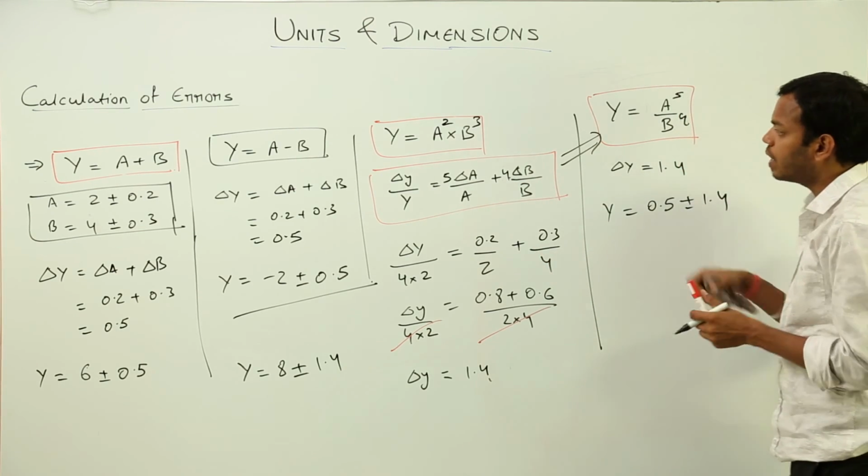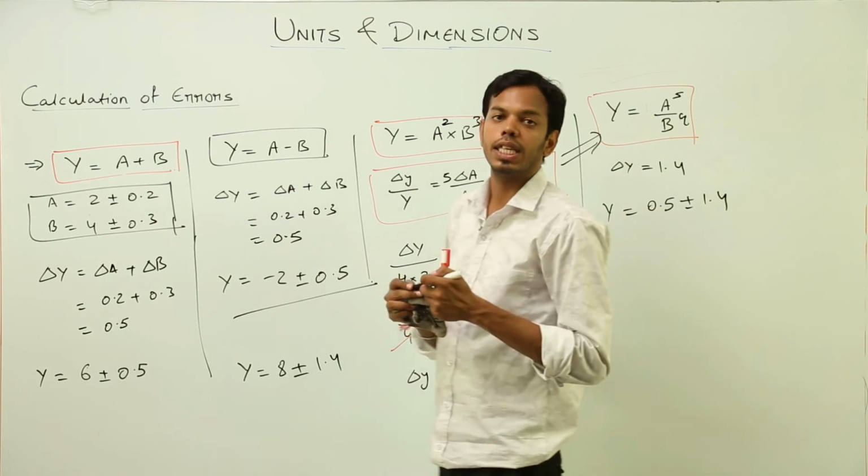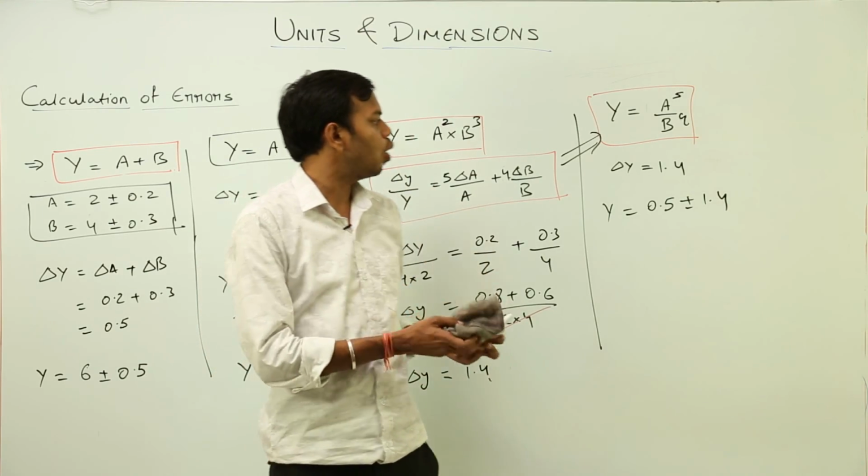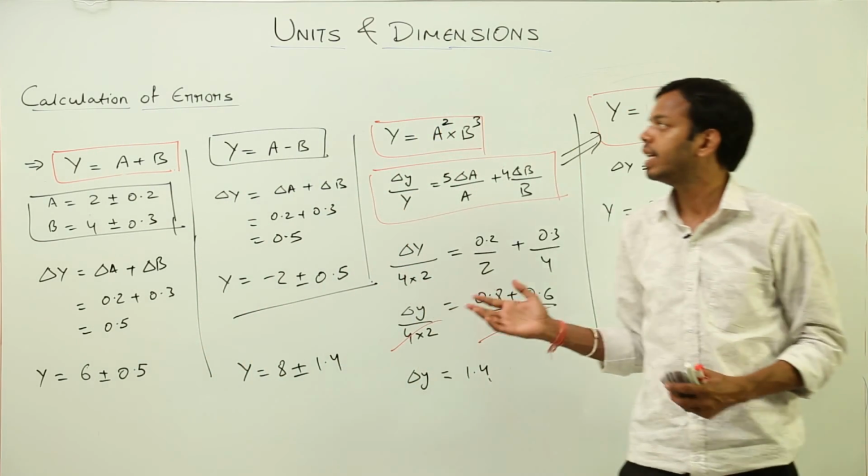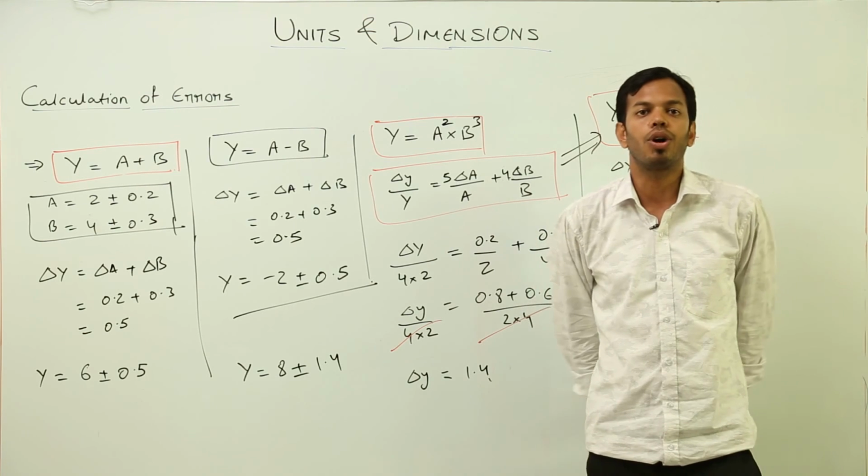That means the powers are multiplied with the error values. This is how we calculate the errors in the corresponding equations.